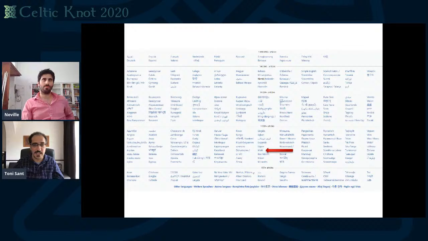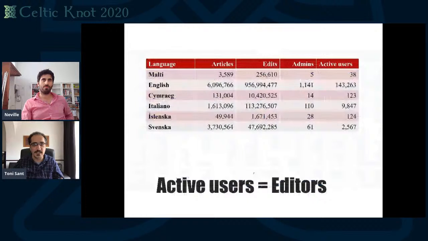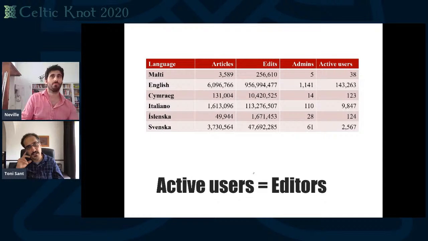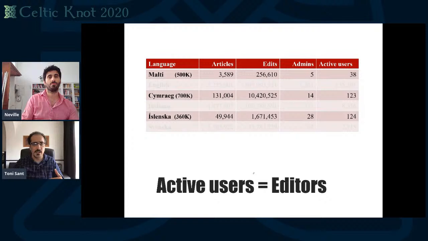And if we do a quick comparative look at all this with other languages, so we do Maltese and English, English for the obvious reason, but then we do Welsh with Italian for geographic proximity, and Icelandic and Swedish again for geographic proximity, you can see that there's a disparity here. And again, if we simply isolate the three small languages, Maltese with 500,000, Welsh with slightly more than that, and Icelandic with slightly less than that, you'll see that there's a great disparity across how many active users or editors there are, and how many edits and articles are on that particular language Wikipedia. And these numbers are from a few weeks ago when we were preparing the presentation.